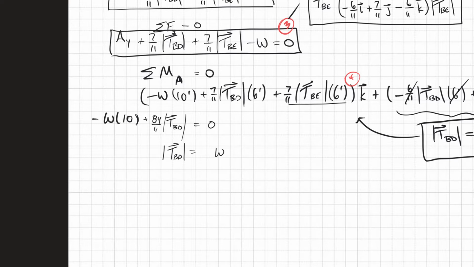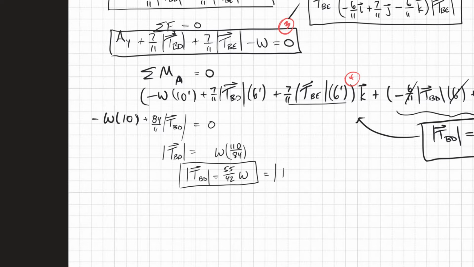It's going to be 11 over 84 times 10. So I guess it's 110 divided by 84. Okay, and I'm going to want to simplify that because I don't feel like working with such a ridiculous fraction. So that's going to be 55 over 42 W. That's how you'll know what your answer should be. And that, incidentally, would also be 55 over 42 W for TBE, right? Because these two are the same.